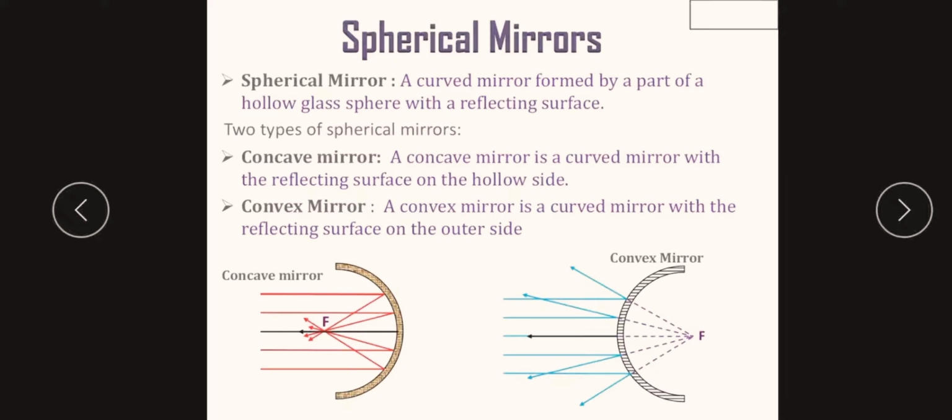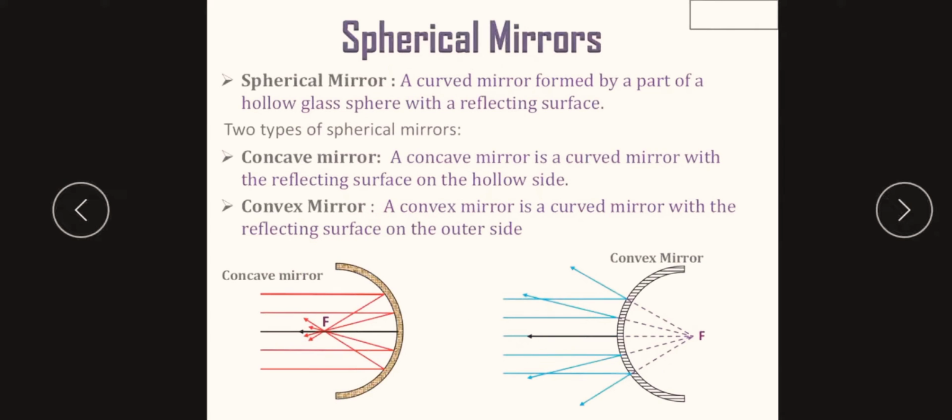A concave mirror is a curved mirror. This is an example of a concave mirror: a curved mirror with a reflecting surface on the hollow side. Here this is the hollow side, the inner side, and this is the outer side. The reflecting surface should be on the hollow side or inner side. Such mirrors we call concave mirrors.